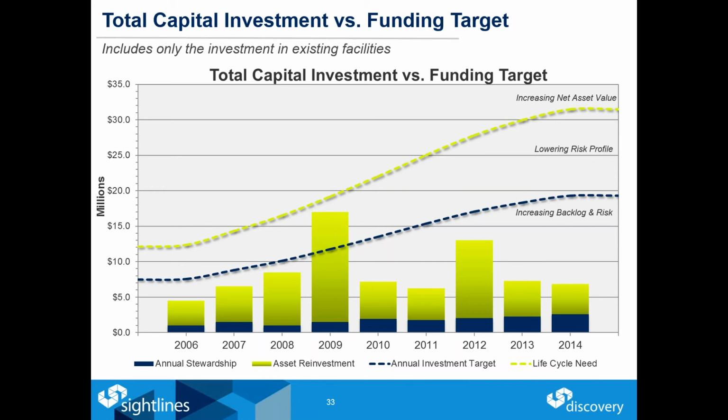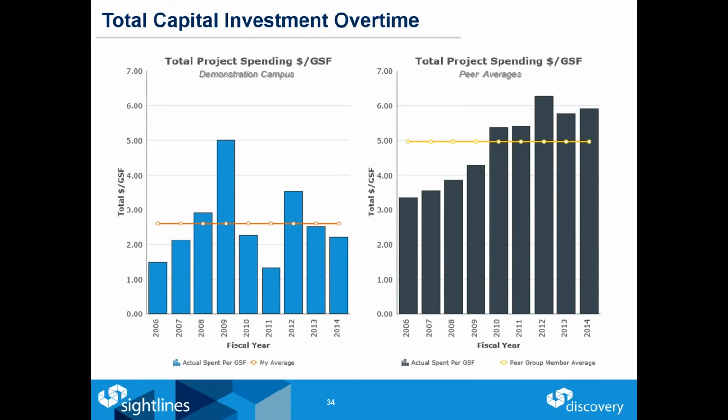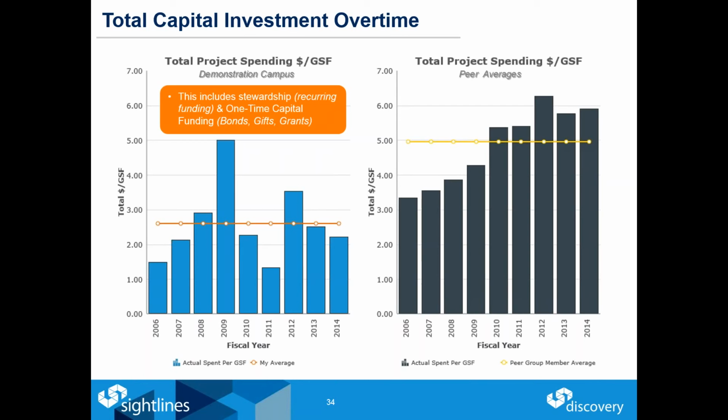So not only do we look at you over time, but we look at how that reinvestment rate over the years compares with institutions like you. In this case, the institution that we're talking about on the left side is underspending on average every year as compared to the peer group of institutions. But we don't really stop there. Not only is it about how much money you're spending, but it's about what you're spending it on.